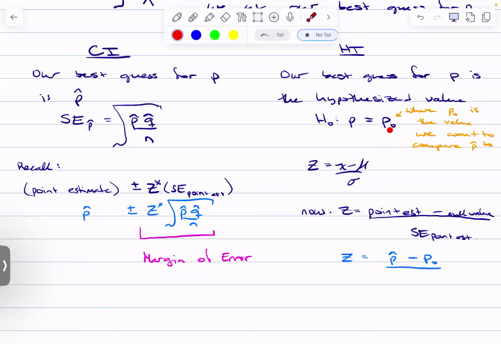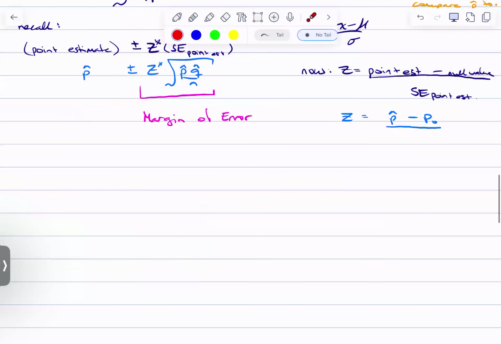So then our standard error becomes the square root of p naught q naught over n, q naught being 1 minus p naught.